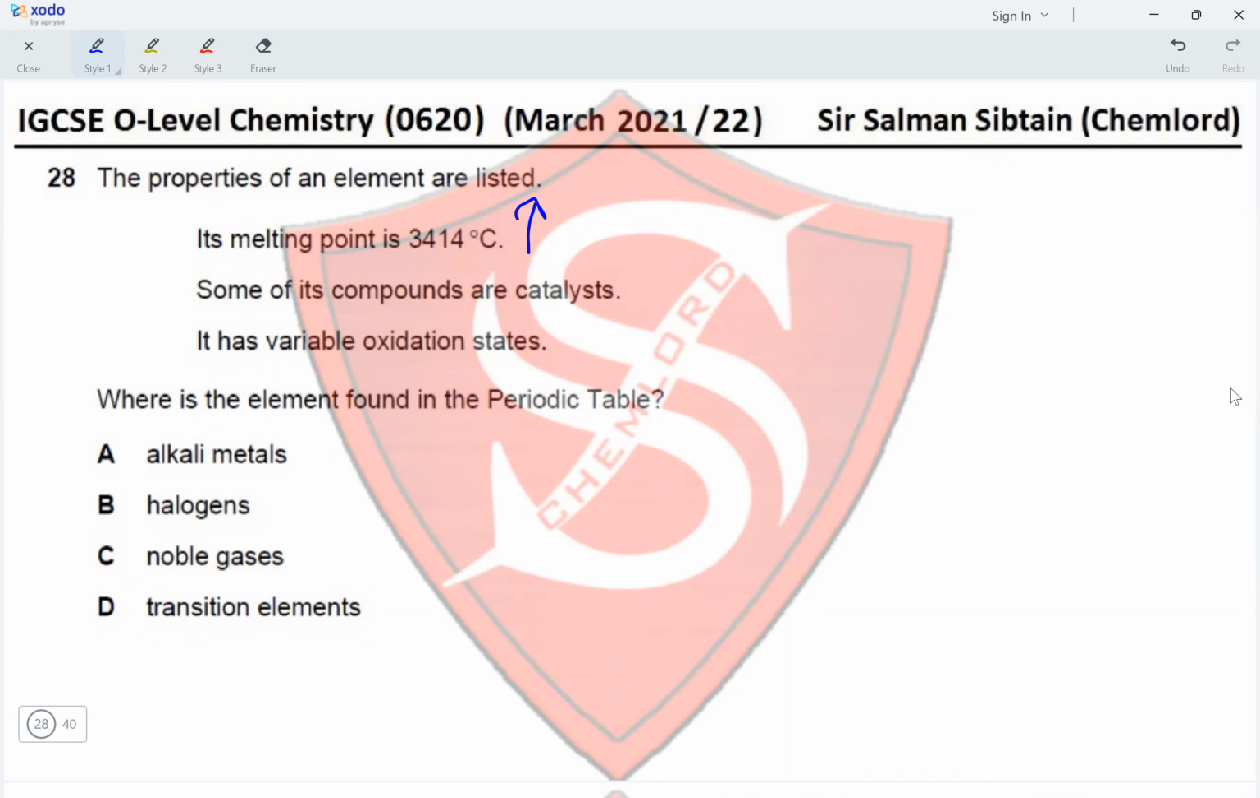So where is the element found in the periodic table? Alkali metals, that means group 1, no. Halogens, that means group 7, no. Noble gases, that means group 8, no. Transition elements, that means the d block, yes. Therefore, the correct option for this question is option D.